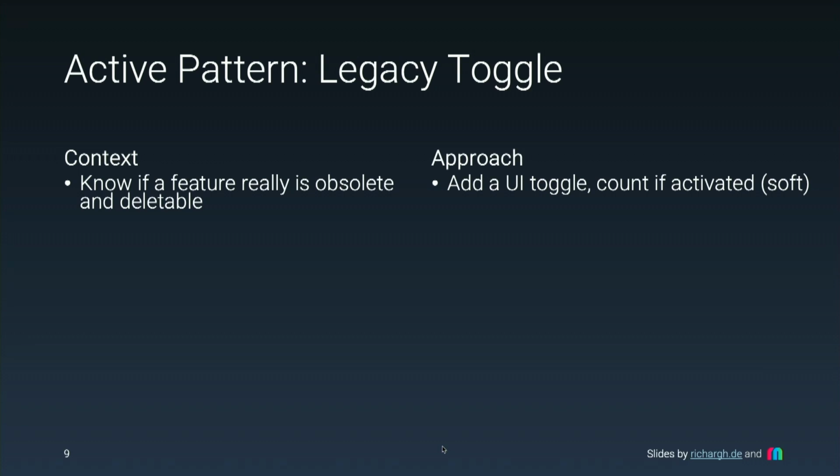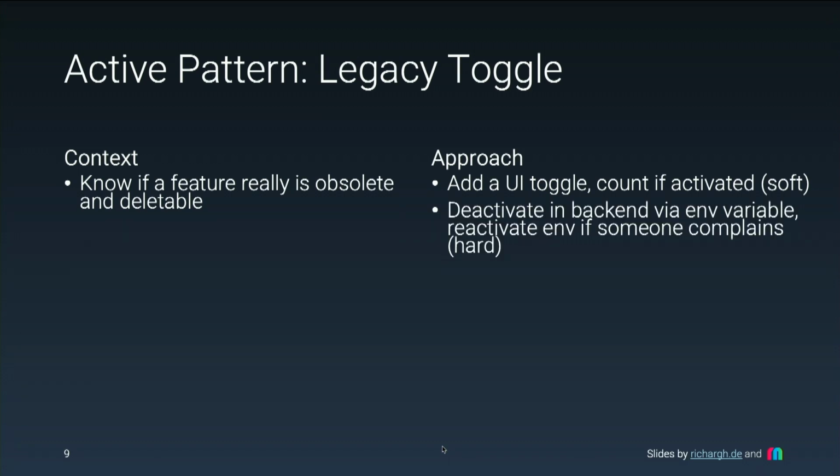A bit more dirty is you deactivate it in the backend, and your client just gets an exception. Because you used an environment variable, you can change it and you reboot the server and then it's there again. But it's still kind of a hard thing, but it goes worse. You can do this. Right? Can we do worse? Yes, we can.